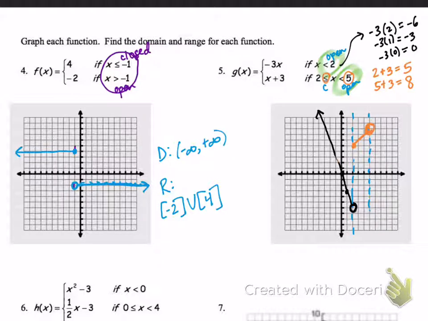Then I want to find the domain and range. So domain for this, if I'm reading it from left to right, would be what? Negative infinity, reading it left to right. Do I stop at 2? No. Got a closed circle, then I stop at 5. And then would that be parenthesis or a bracket? Parenthesis. Good. Range. My lowest point is what y value? Negative 6. Is it open or closed? Negative 6.